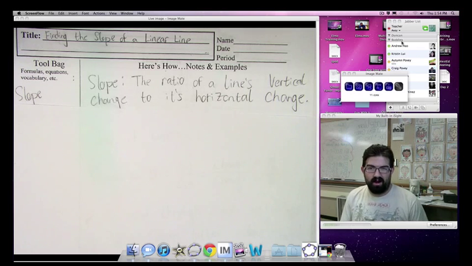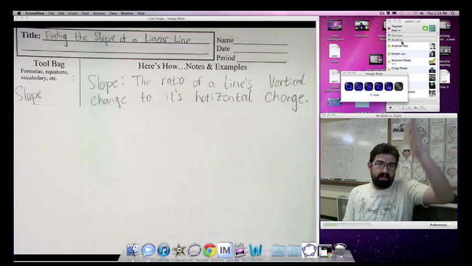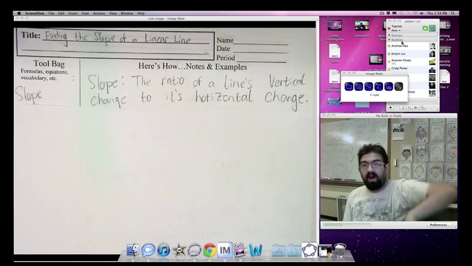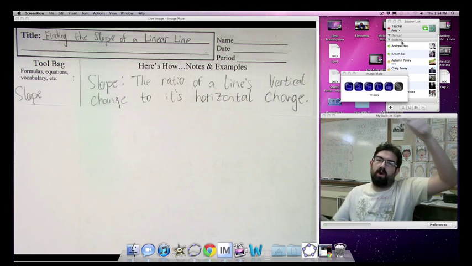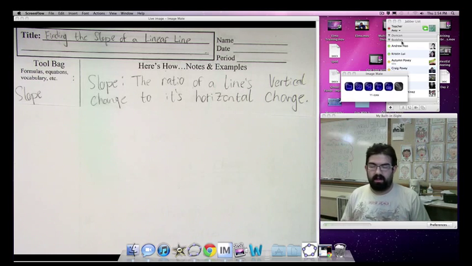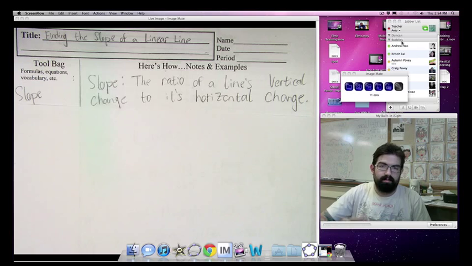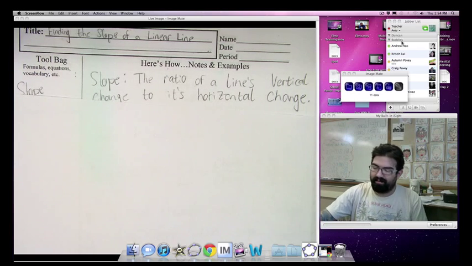The slope, if you haven't read already, is the ratio of a line's vertical change, that means how much it changes going up or down, to its horizontal change, left or right. So like if I go up by 5 and backwards by 6 or something, that's what slope is. And don't worry, that's what this whole video is about.